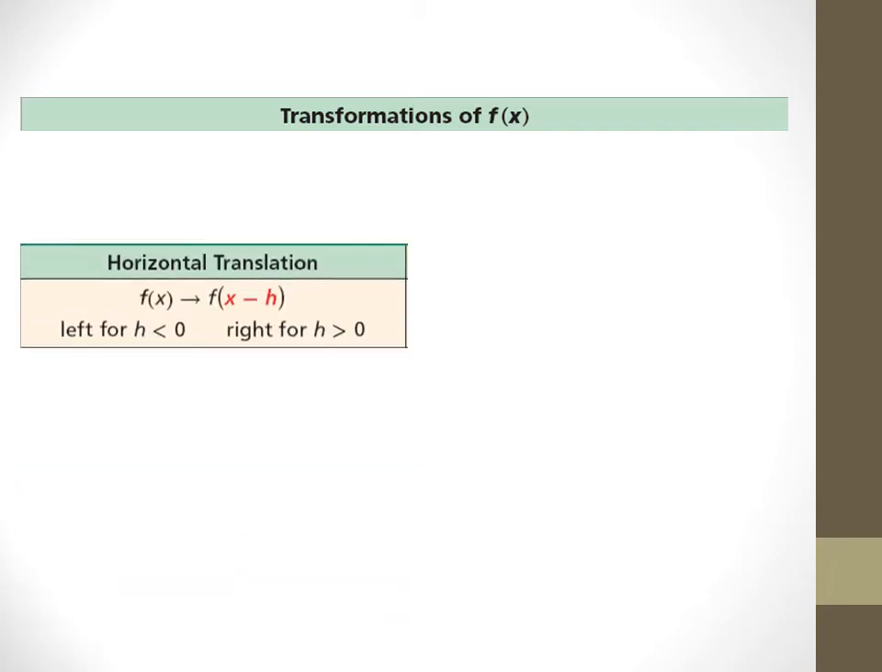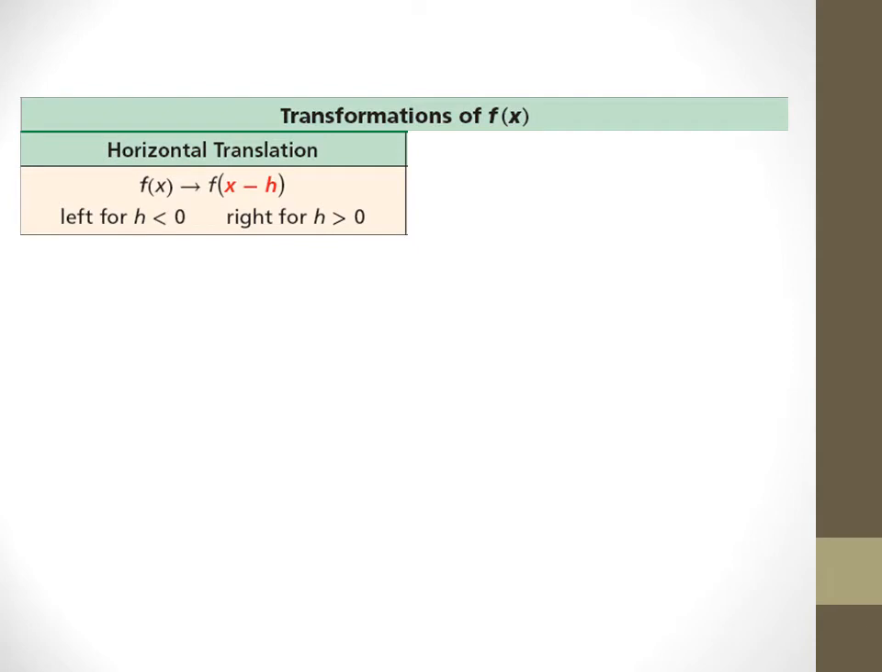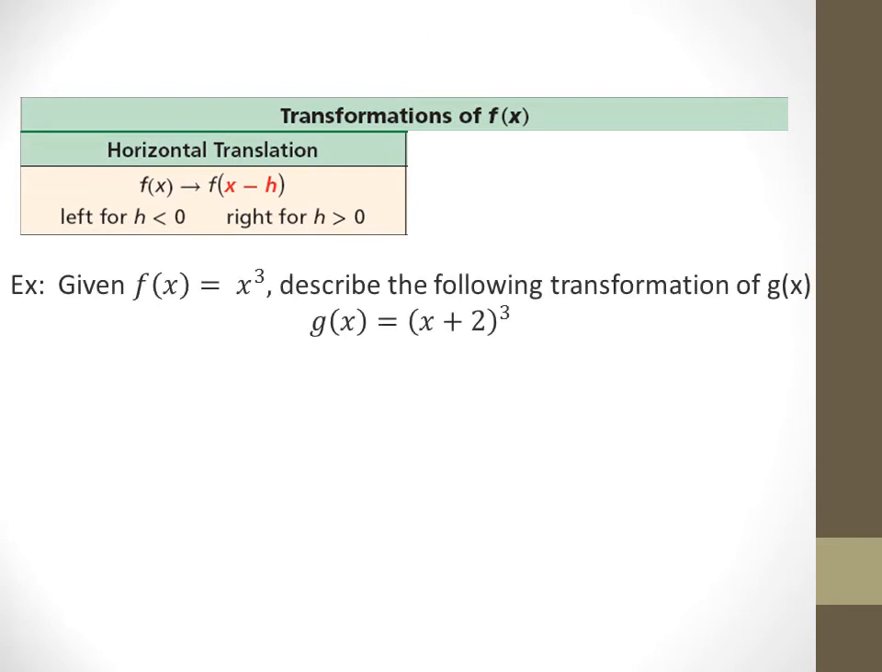Now we can represent these transformations of f of x as rules. Our first transformation that we looked at was what's called the horizontal translation. This is shifting the function left or right, but it's opposite of what we think, especially if it's inside the grouping symbols. Since it's x minus h, it shifts right by h units. If it was x plus h, it shifted left by h units. For example, here we're given x cubed, and I have to describe the transformation of (x plus 2) cubed. Since it's x plus 2 inside the parentheses, it's opposite of what we think. So here it actually shifts left 2 units.